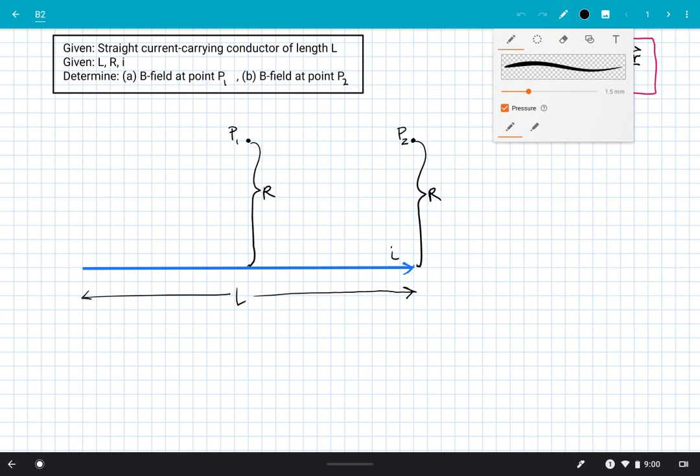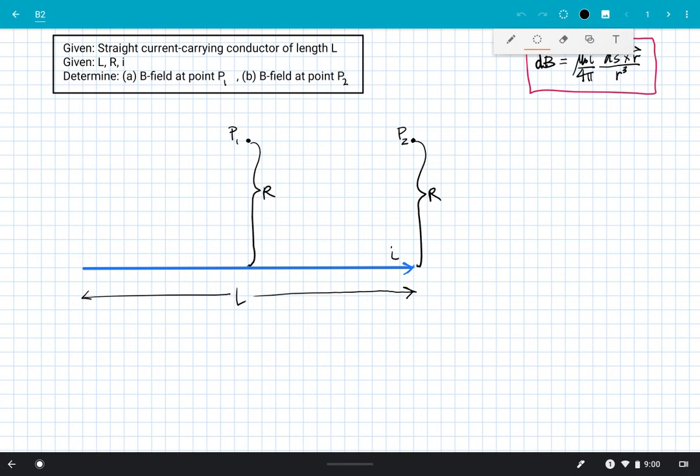I'm going to start here just with P1, so I'm actually going to erase this P2 for the moment, just kind of get it out of our way here.